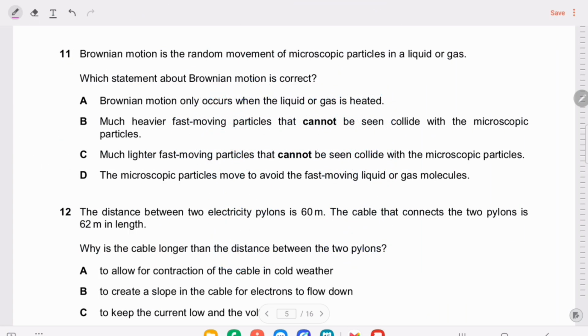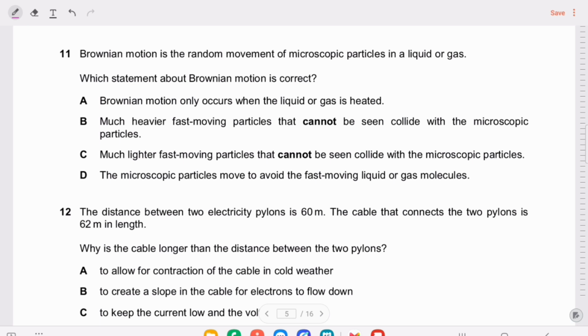Brownian motion is the random movement of microscopic particles in a liquid or gas. Which statement about Brownian motion is correct? A. Brownian motion only occurs when a liquid or gas is heated. Much heavier, fast-moving particles that cannot be seen collide with the microscopic particles. Much lighter, fast-moving particles that cannot be seen collide with the microscopic particles.